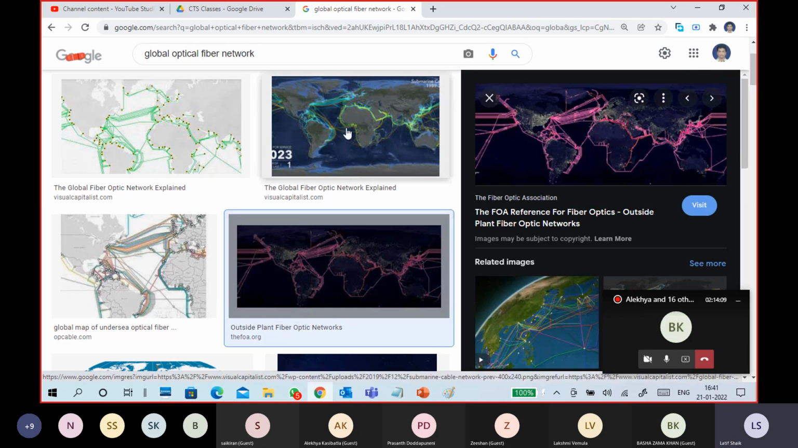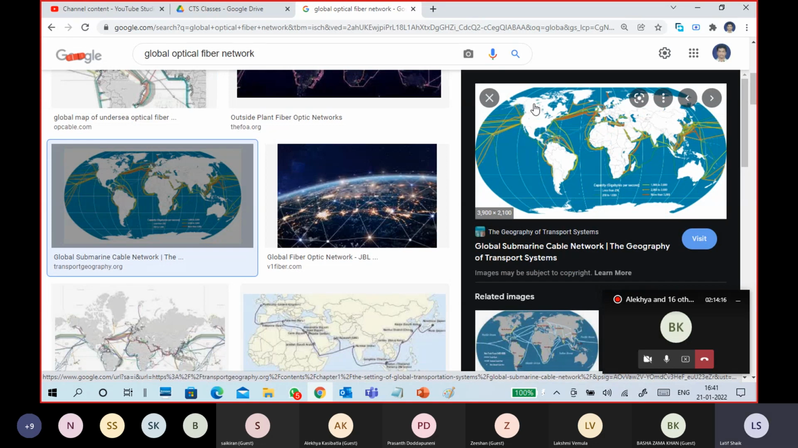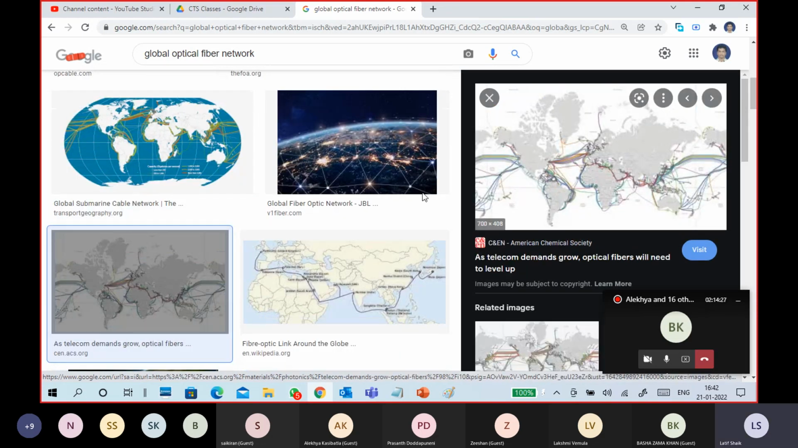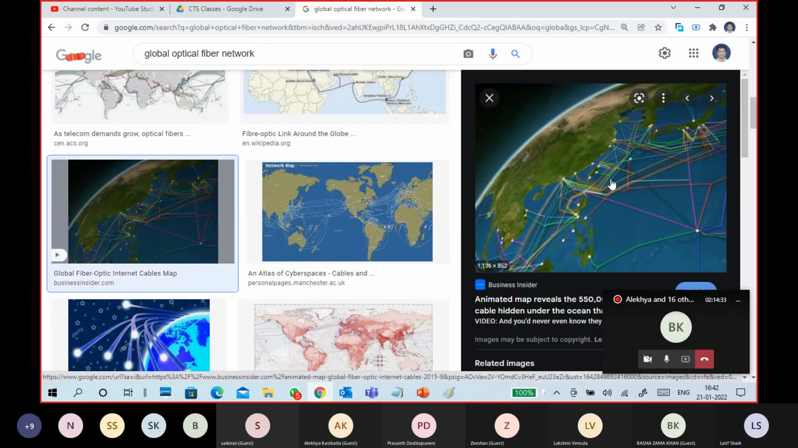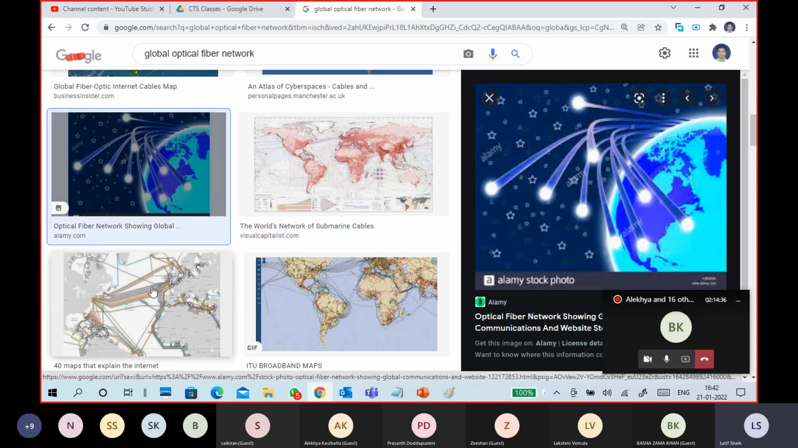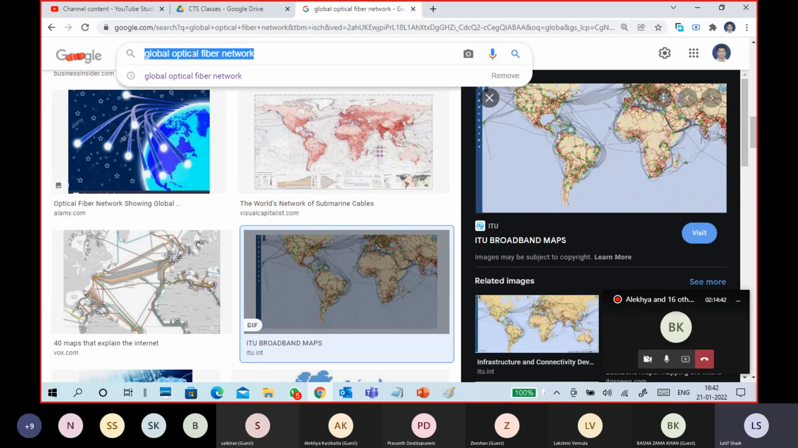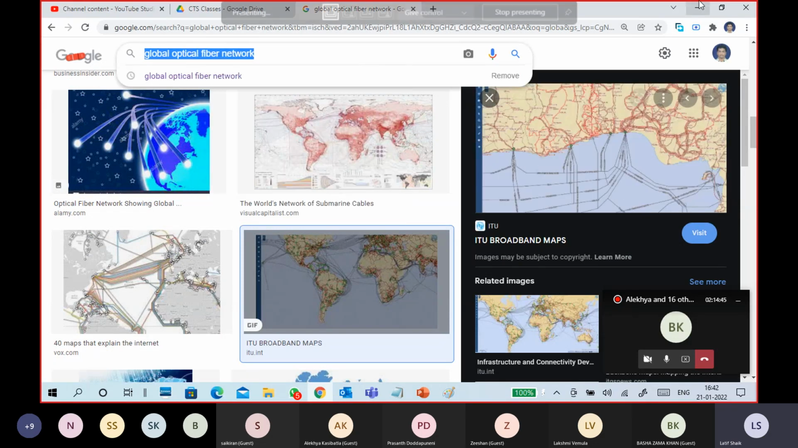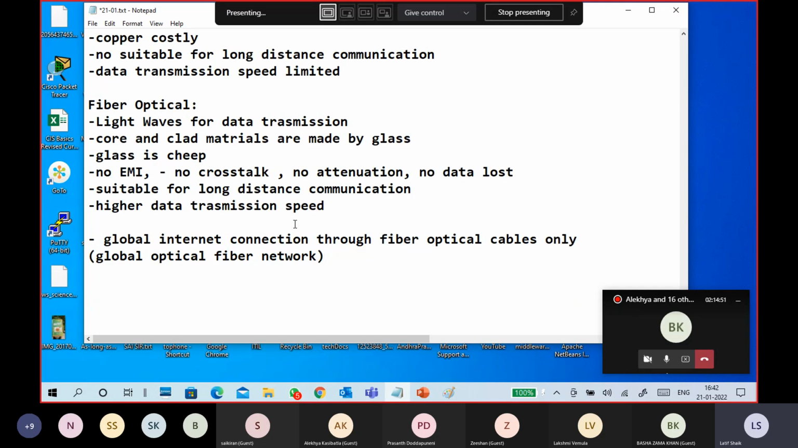But look at this one. If you know the world map, we can see North America, South America, Africa, India, Australia, and how they are connected. See, it is through the ocean only that we are getting connected. So you can simply search for global optical fiber network in Google, and then you can see how it is connected.